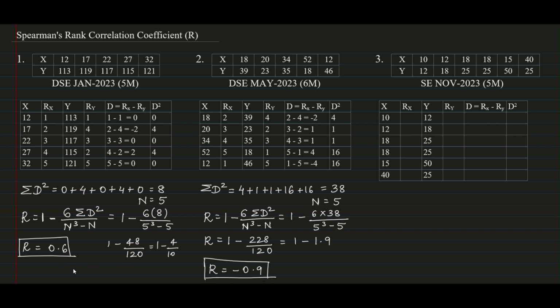Remember that the value of r can lie between minus 1 to 1. Just because you get a negative answer, don't feel that the answer is incorrect. The range of r is from minus 1 to 1, both inclusive. Okay, moving on to the third question.